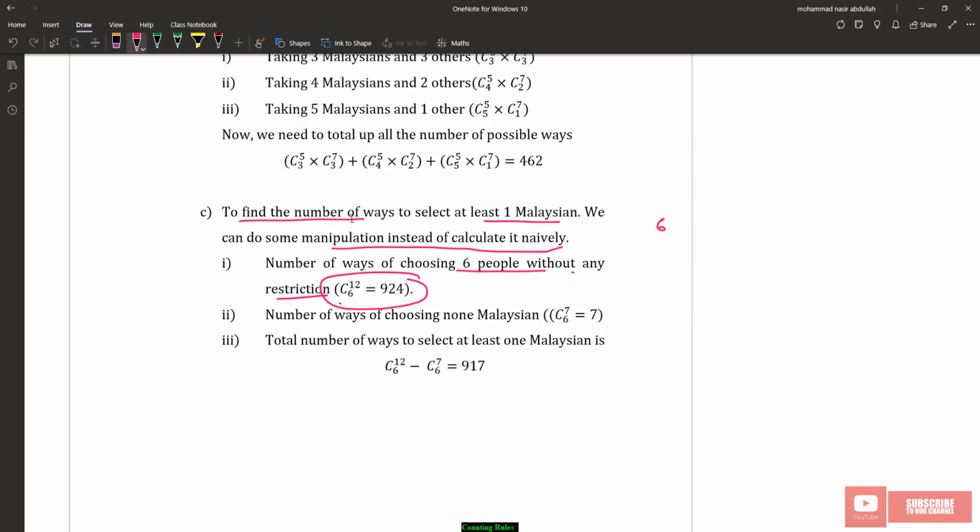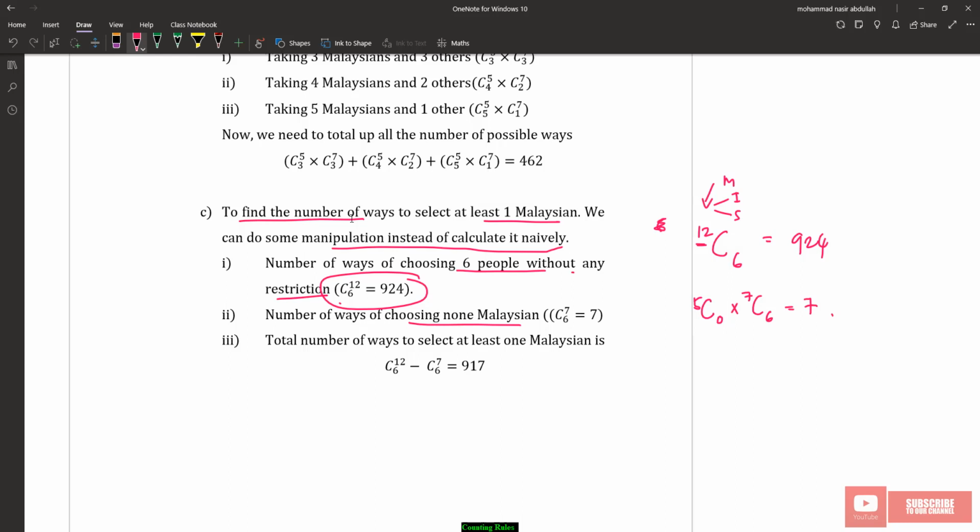So we have 924. Maksudnya kita nak choose 6 daripada 12. 12 ni mana dapat? Combination of Malaysian, Indonesia and Singapore. So we have the total of 924. Right? So number of ways to choose non-Malaysian. Tak ada Malaysia langsung. Maksudnya 5 choose 0 multiply with 7 choose 6 is equal to 7. Right?